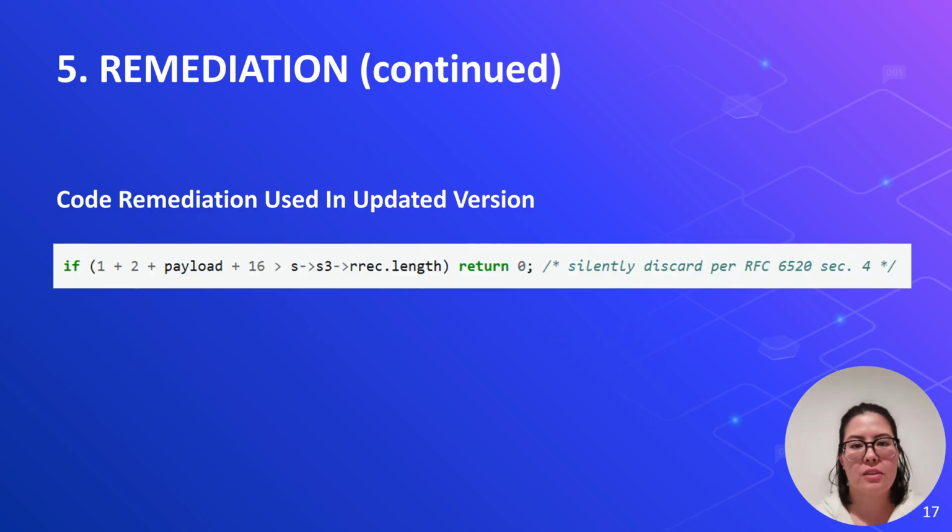On this slide is an example input validation added to prevent buffer overread. This line ensures that the expected total message size does not exceed the actual data received. If it does, then the request is silently discarded. On the left of the greater than sign is the expected total message size, including headers, the declared payload, and random padding. On the right of the greater than sign is the actual data received, the rrec.length.